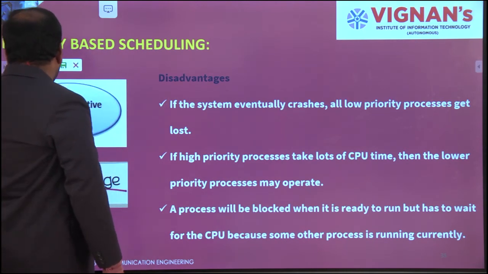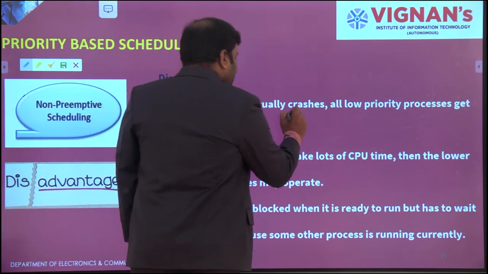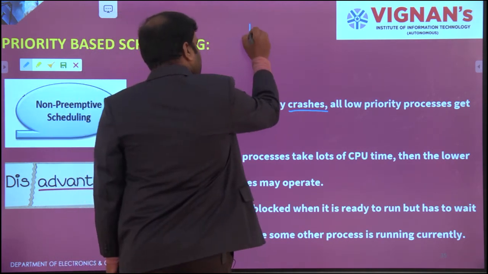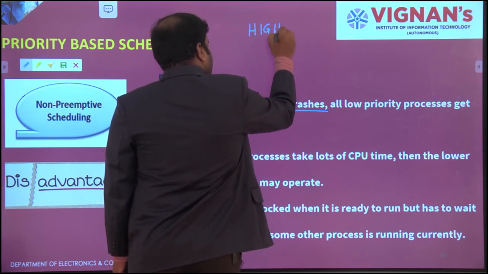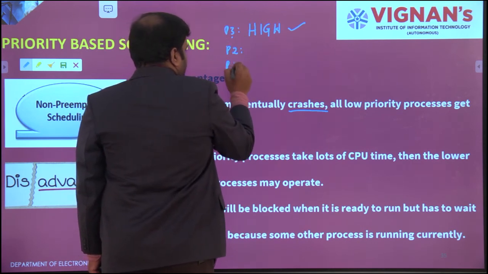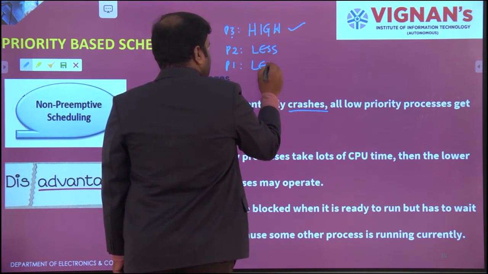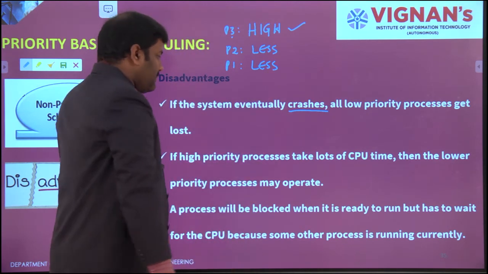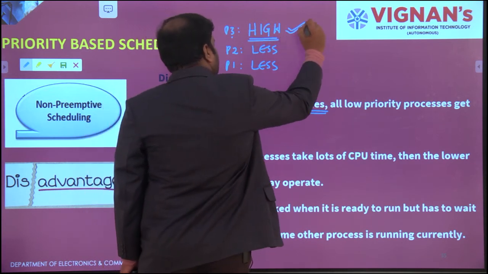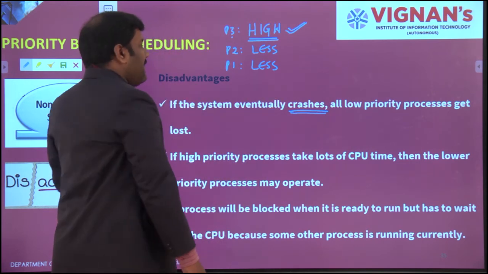Even so, while it has some advantages, it has some disadvantages also. When any time system is going to crash, obviously the high priority task will be operated first, like P3, as we already considered. P3 will be operated, and P2 has less priority than P3. So if any crash takes place, the high priority task will be executed very fast, and the corresponding output goes to the kernel.